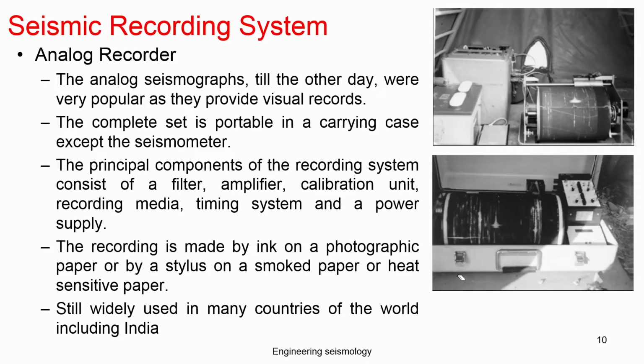So, a typical analog system, you can see, is this portable seismometer, which was used in the very early stage of seismometers. You may find this in very few places. As I told you, it is available at IIT Roorkee. If you want to see this instrument, whenever you next go to the earthquake engineering department at IIT Roorkee, you can see it.